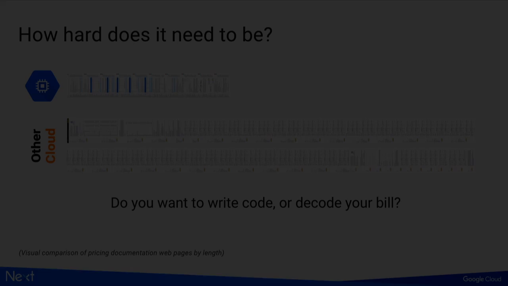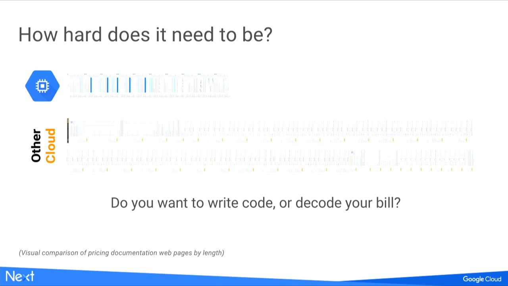So what do I mean when I say simplicity? Well, this is a graphic that one of our product managers came up with. It's a little faded out, but this is a screen capture of our pricing page, sort of laid sideways, and one of the other cloud's pricing pages laid sideways. So it's a pretty obvious representation of how much do you have to ingest and understand in order to figure out what's going on, how much am I paying? I spend a lot of time with these pages. I'm sure some of you have as well.